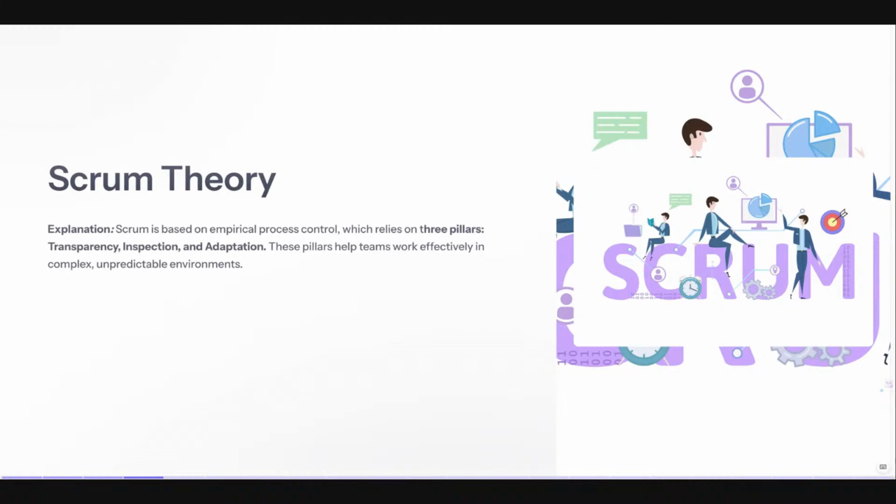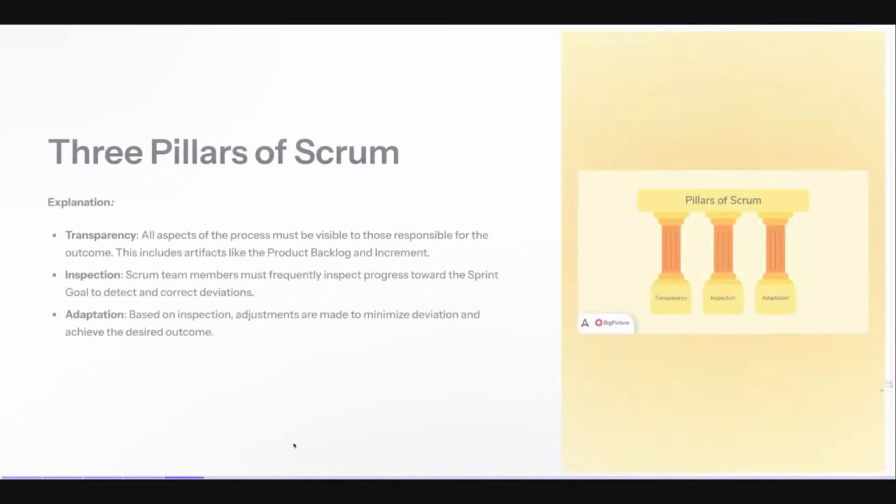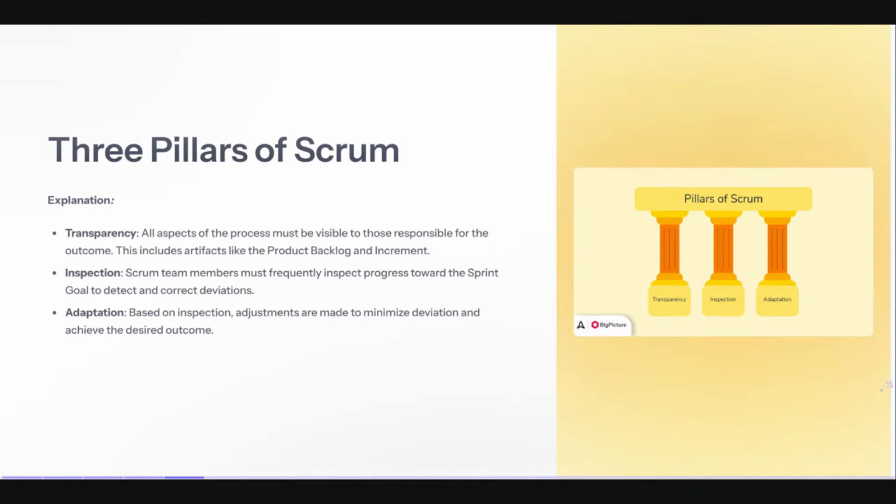All right, let's move into our next one here. Scrum theory. Now we're going to touch more on the Scrum theory aspect of things, but right now, what you need to understand about Scrum theory is that it is based on empirical process control, which relies on three pillars: transparency, inspection, and adaptation. These pillars help teams work effectively in complex and unpredictable environments. All right, let's move on to the three pillars. So I gave you what they were: transparency, inspection, and adaptation.